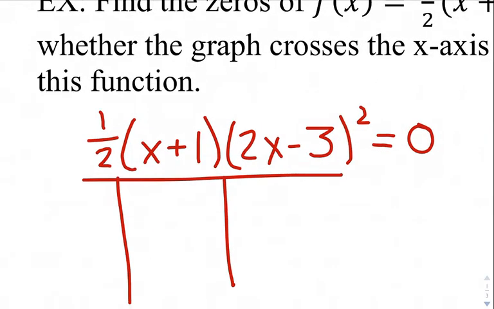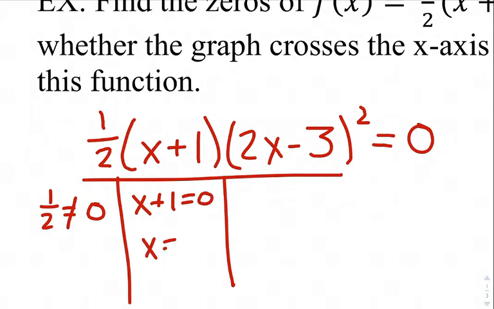So 1/2 equals 0. Well, I know that's not true, so I don't worry about that. Then I have x plus 1 equals 0, so I know x equals negative 1. And then I have 2x minus 3 squared equals 0. So pay attention to this squared part right here.